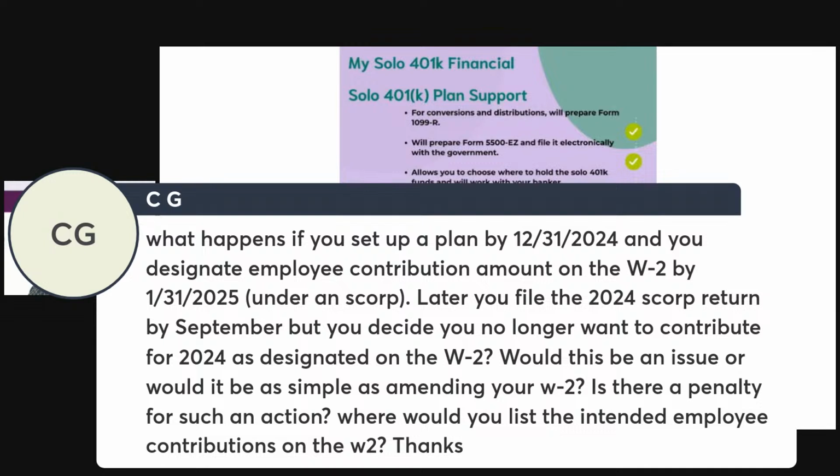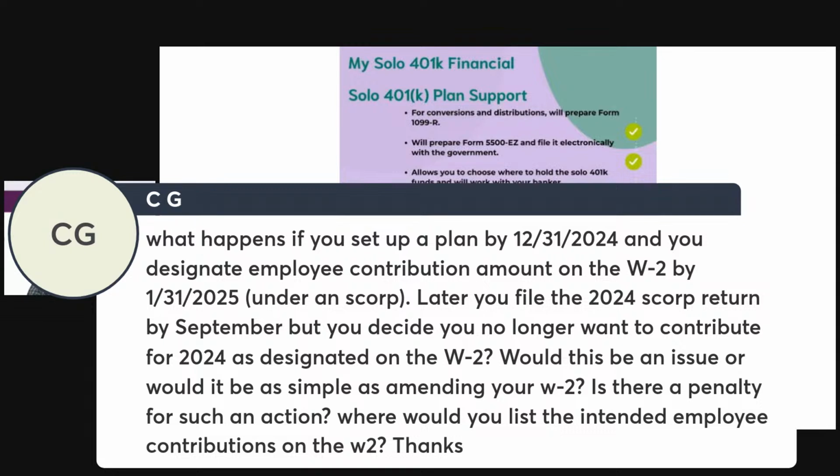All right, this is a loaded question here. Let's see if we can dissect these questions here. So you opened the plan by December 31st of 2024. You designated employee contributions on your W-2. You later file your return by September. You decide you no longer want to contribute.